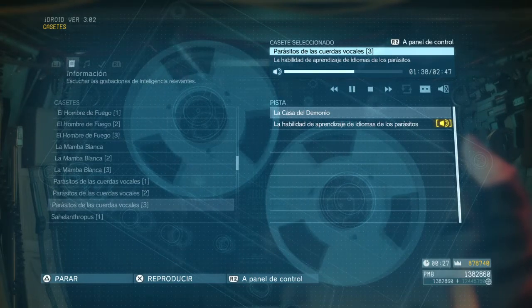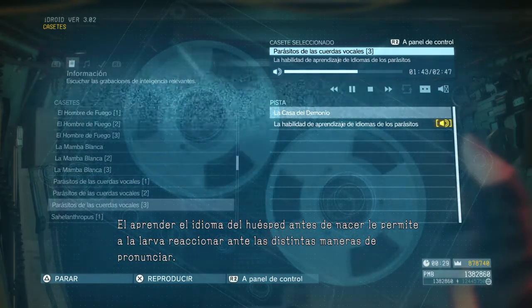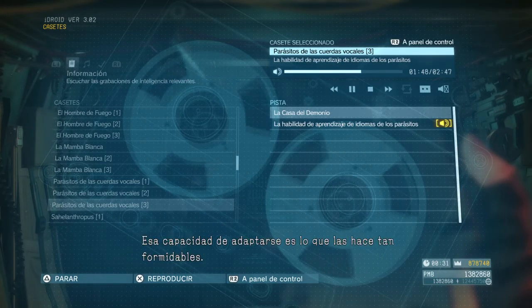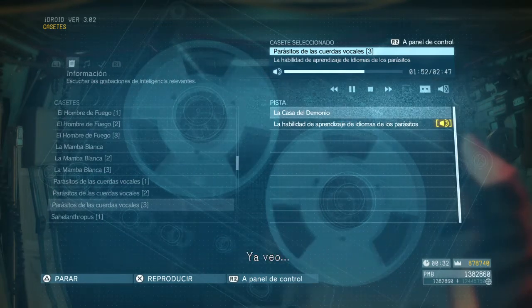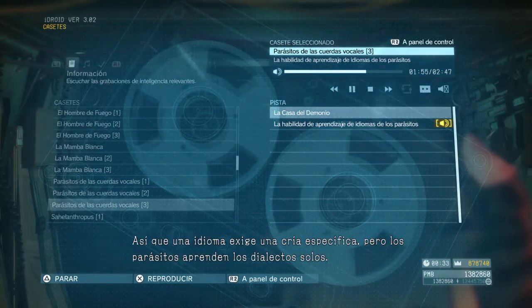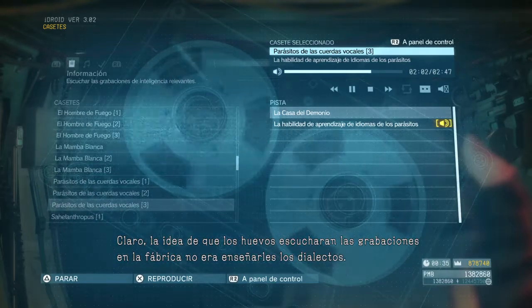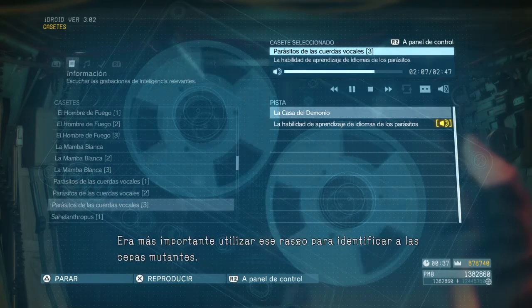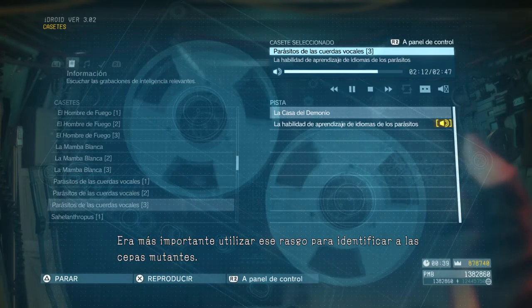Yes, learning the host's speech pattern before hatching attunes the larvae to whatever twist of pronunciation it will encounter. This adaptive ability is what makes them so formidable. I see. So a language requires selective breeding, but the parasites can learn dialects by themselves. Of course, having the egg-stage larvae listen to the tapes in the factory was not meant to teach them. It was more important to use that trait of theirs to identify the mutated strains.